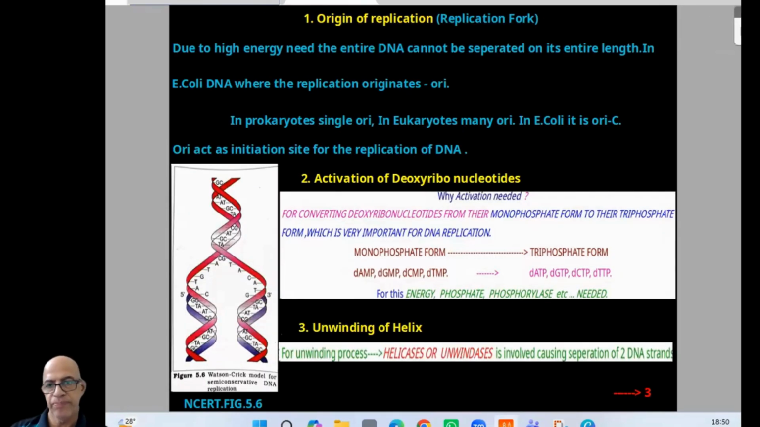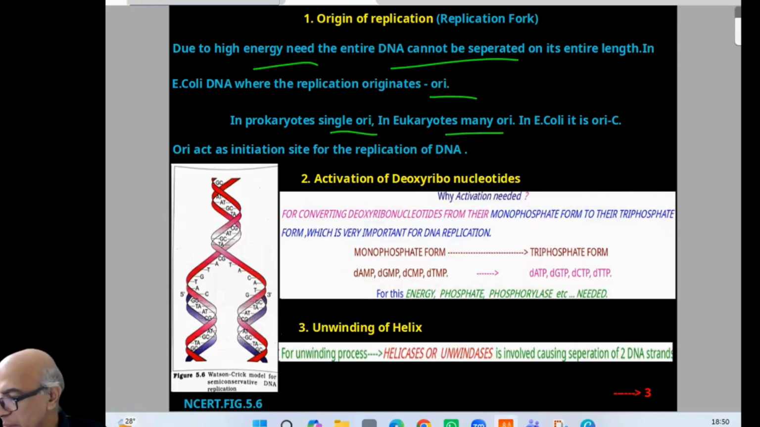Origin of replication. Now the event is replication. Due to the high energy need, DNA cannot be separated along its entire length. Common question: the site on the DNA where replication originates is called ori. In prokaryotes, there is normally a single ori. Single ori is the important one. And in eukaryotes there are many ori. In E. coli it is ori C. Ori acts as the initiation site for the replication of DNA. I think the idea is clear. This is a diagram from NCERT. On the next page it will be more clear.